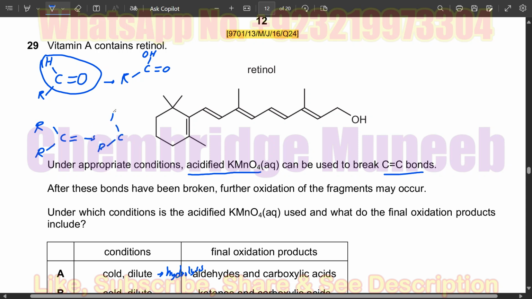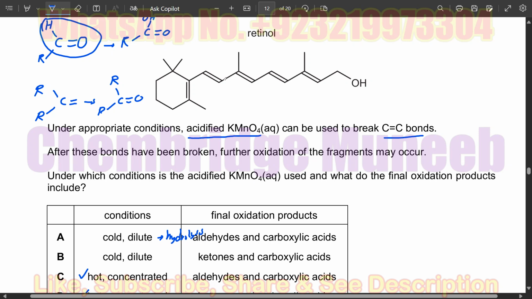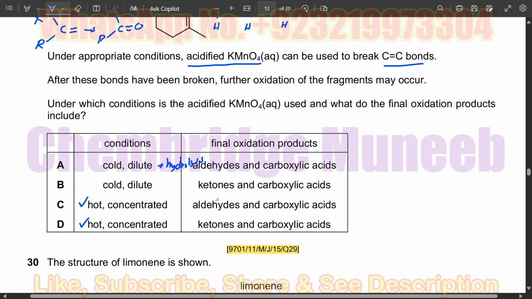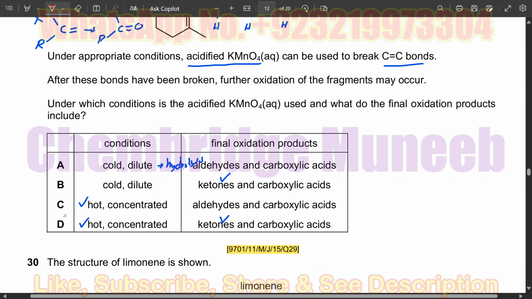So we can have ketone. Wherever we have the aldehyde part, let's suppose if it is H here, H here, H here, all these parts will convert into the aldehyde first and then into the carboxylic acids. So we cannot get aldehyde here. Along with the carboxylic acid, we can only get ketones. So the only right option here is option D. So D is the right answer.